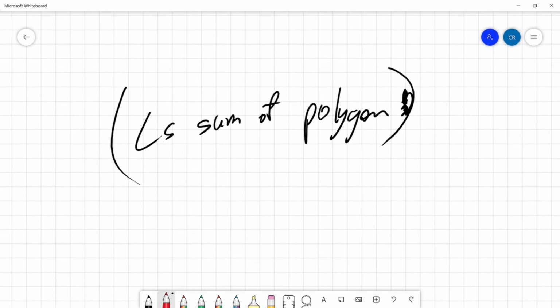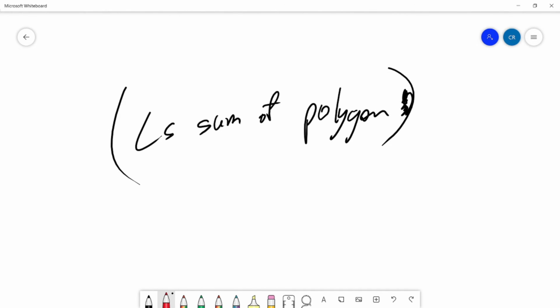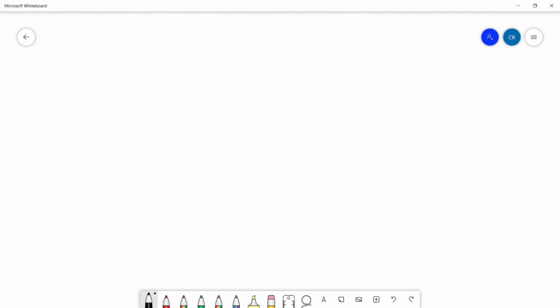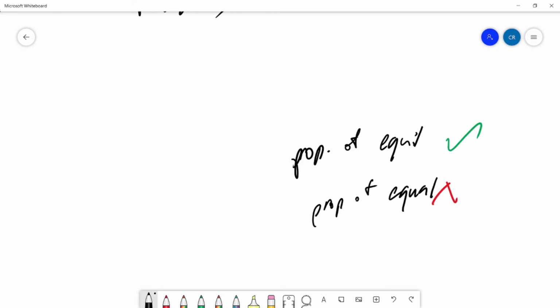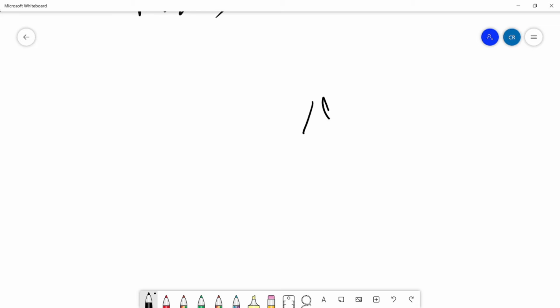So back to here, angle sum of polygon. What that means is, I want to find all the interior angles. What's the interior angle sum of a polygon? Okay, here's what the rule basically is: 180 times n minus 2.